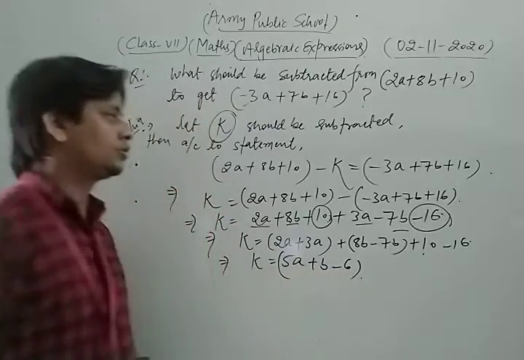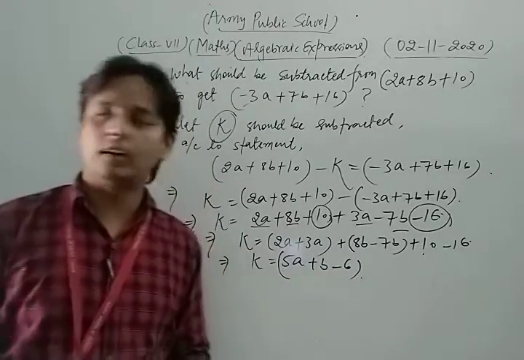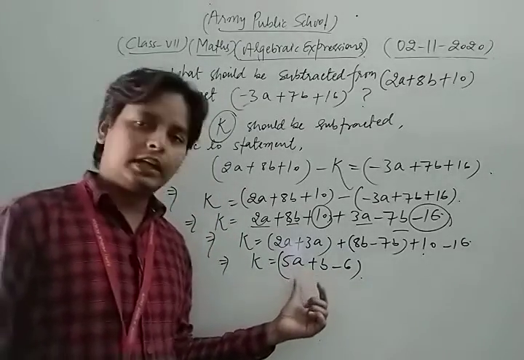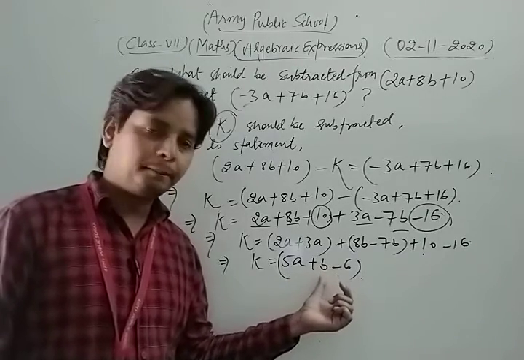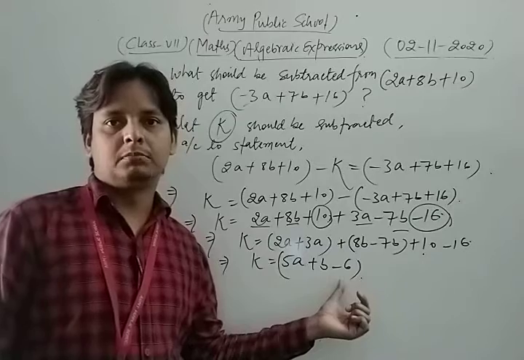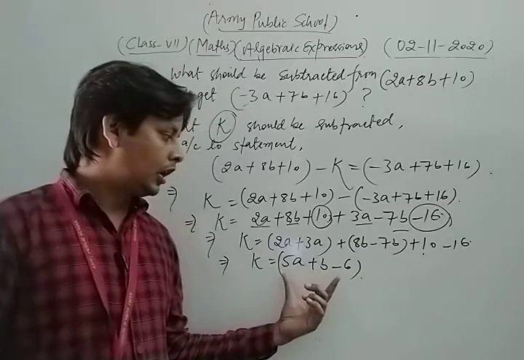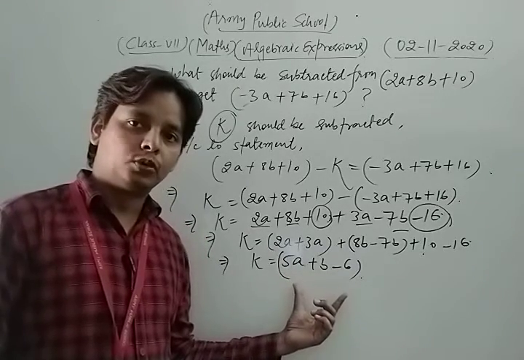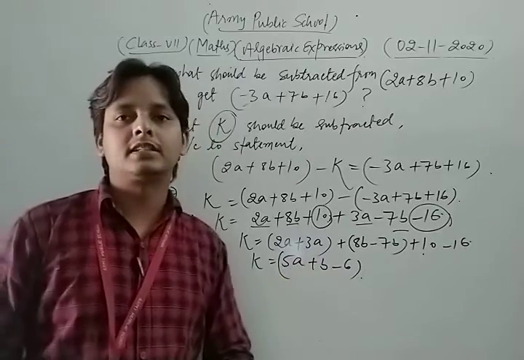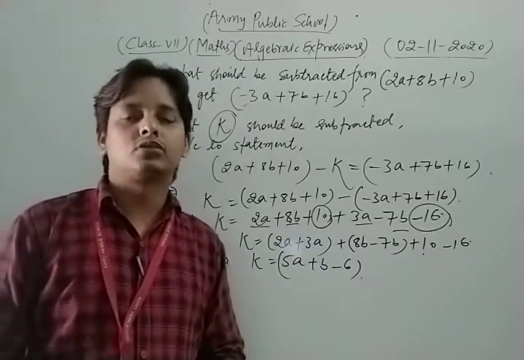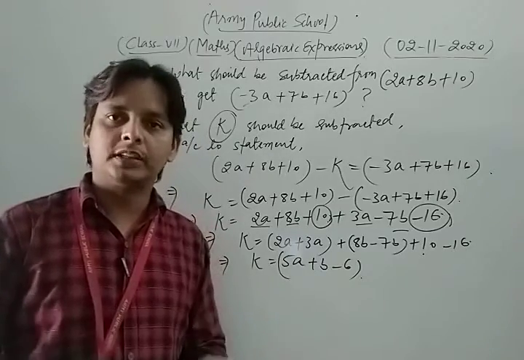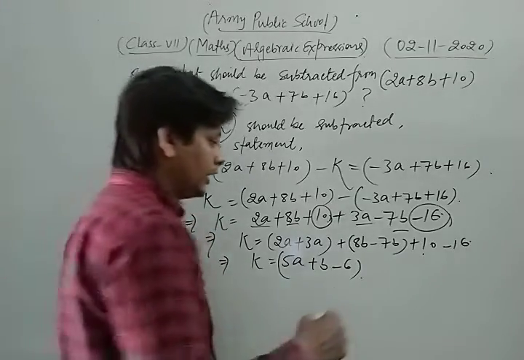Now, dear friends, we get 5a plus b minus 6. Now can we simplify them? No, because each term contains different algebraic factors, so they are unlike terms, and we don't add or subtract unlike terms. So this is our required answer.